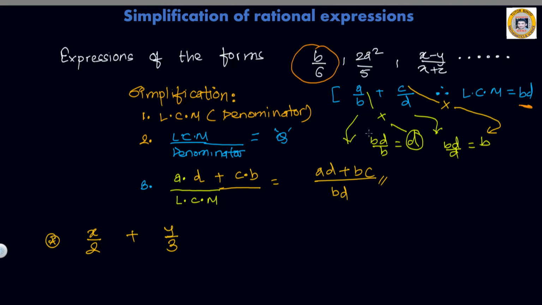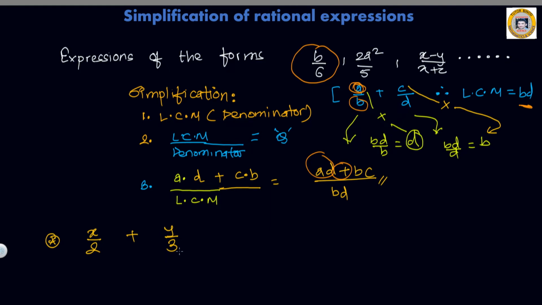The second step is you divide the LCM by the denominator of the first expression. Whatever comes, you multiply with the numerator of that expression and put it on the top. The sign in the middle will be over here, and you do the same thing for the second expression. You divide the LCM by the denominator of the second one. Whatever comes, you multiply with the numerator and put it here. So this is the way we simplify rational expressions.